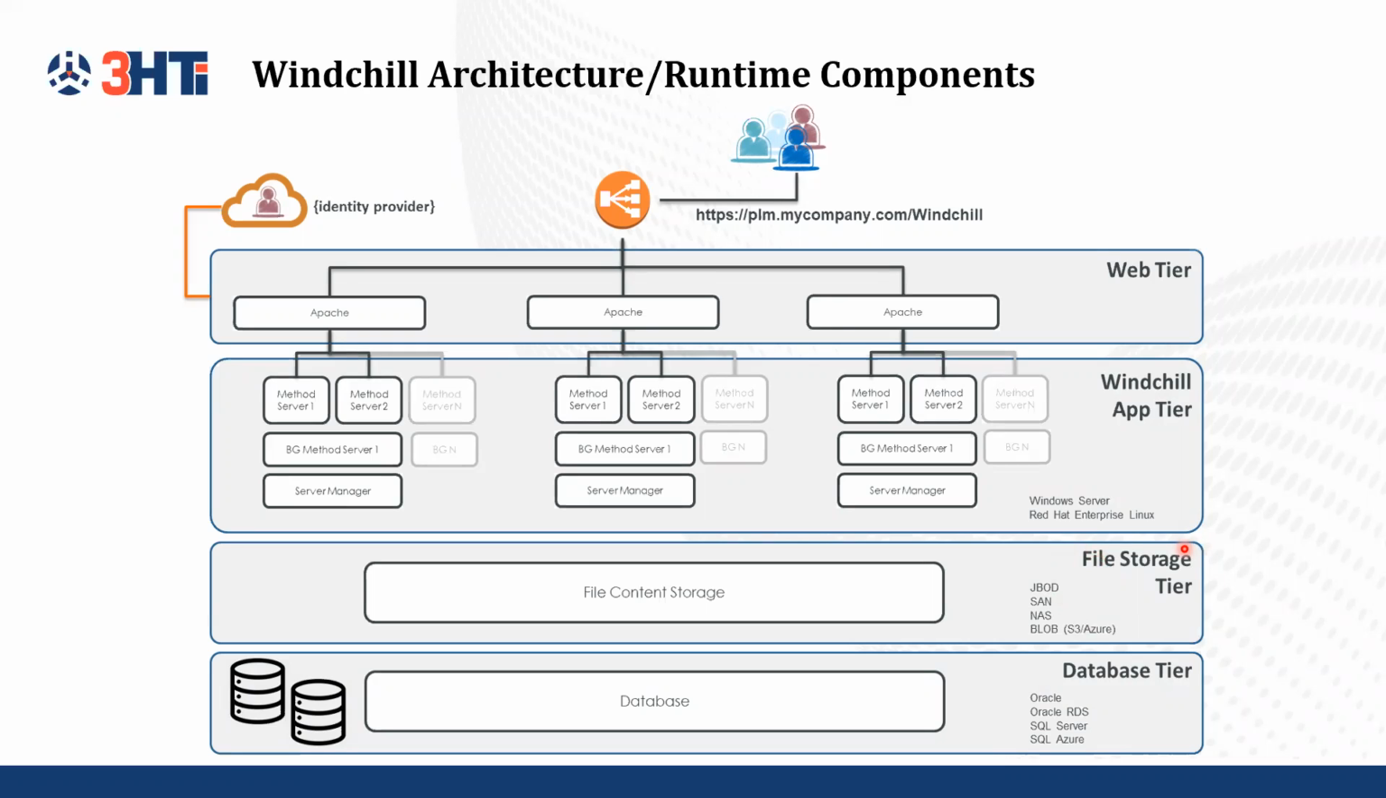Depending on the size of the deployment, these can be on the same machine for a very small deployment, or in most cases, we'll have the application tier and the web tier on one machine. File storage can be on that machine as well, but it could be, say, a NAS drive somewhere, and then the database will usually be kept separate.